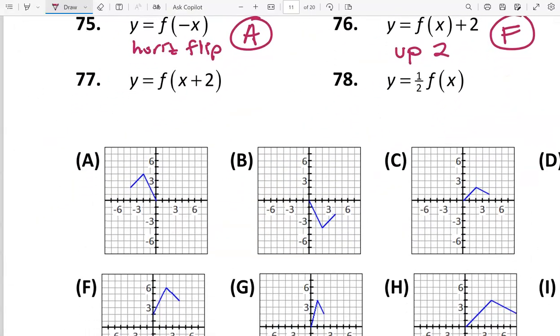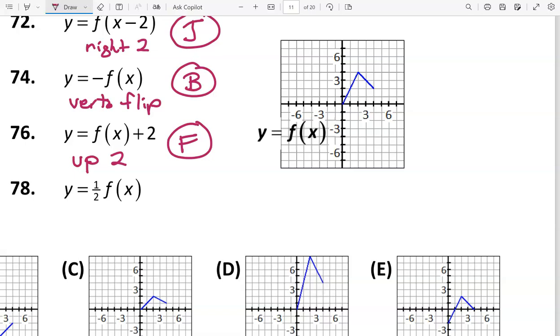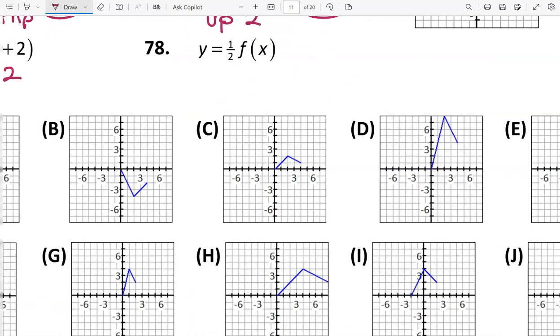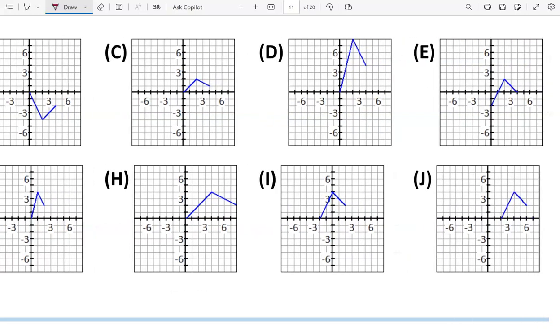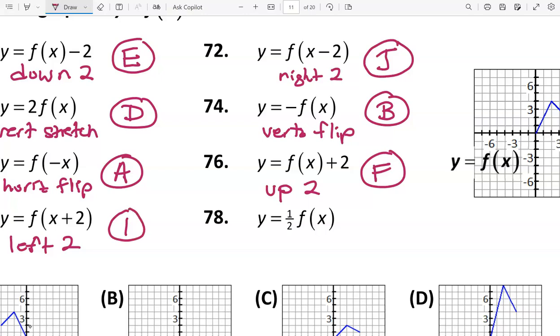Now let's take a look at 77. We see an x plus 2, but it's on the inside this time, so it's happening to the input variable, and that is an inverse operation in effect here, so that means we're going to subtract 2 from all the x-coordinates, which will move the graph left 2. So let's take a look at our original, and let's pick the one that has been moved left 2, or translated left 2, and that would be choice I.